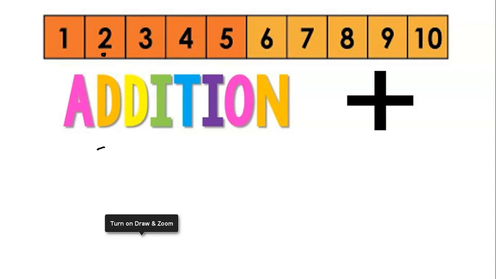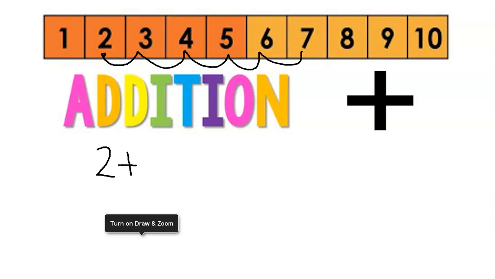Awesome job, 2. So let's put that right there. Now I want to jump 5 spaces. Now put your finger on the screen and jump with me. 1, 2, 3, 4, 5. Now I jump to the right, so we know we're using our addition sign. And I jumped 5 spaces.